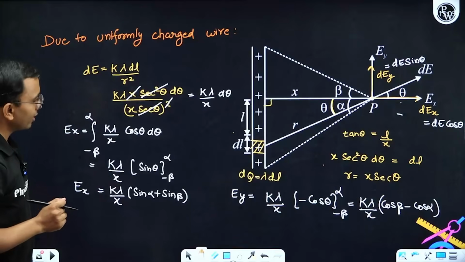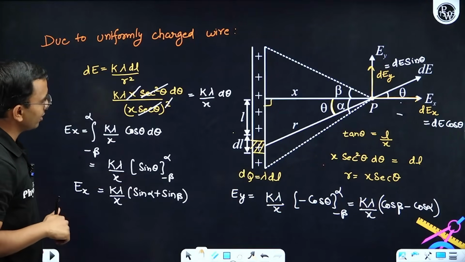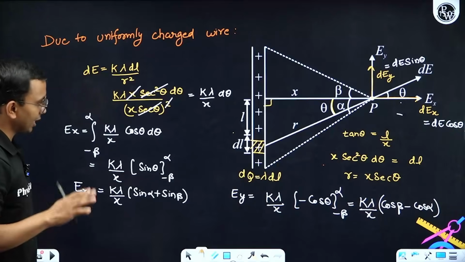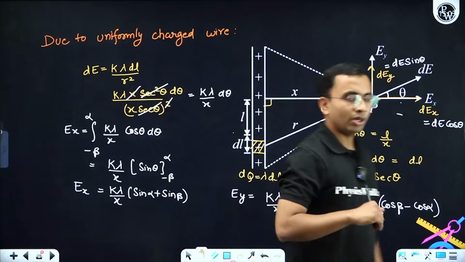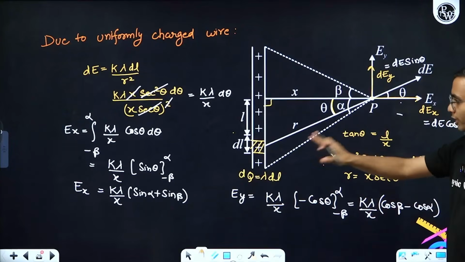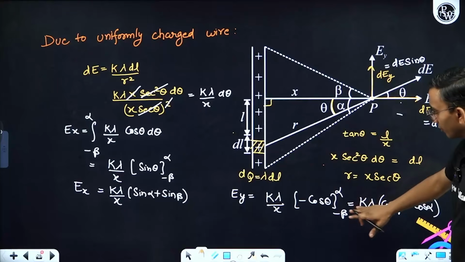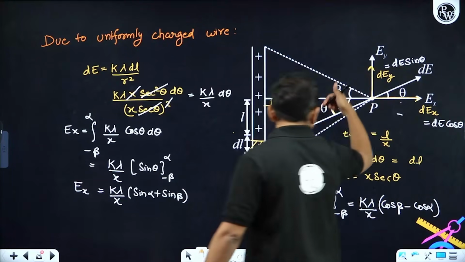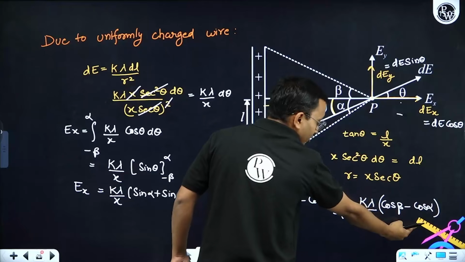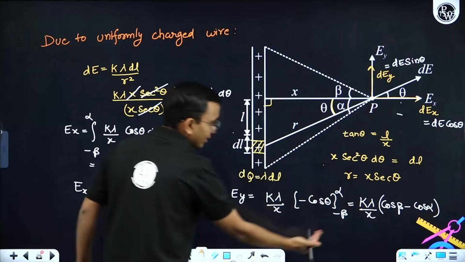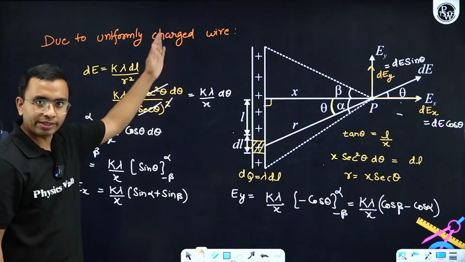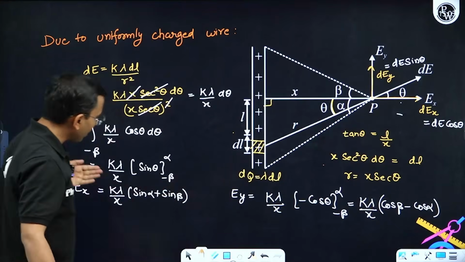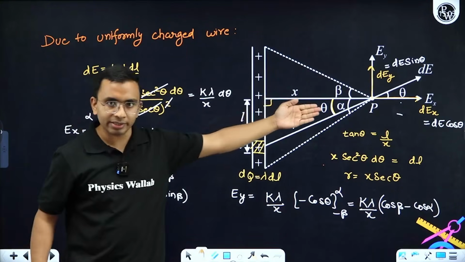Everything is correct here. Let me see. Yes, this is perfect. So we got the horizontal component, we got the vertical component. If alpha becomes equal to beta, Ey is getting 0. Symmetricity also says if alpha is beta, Ey will be 0. Only the horizontal component will remain there.